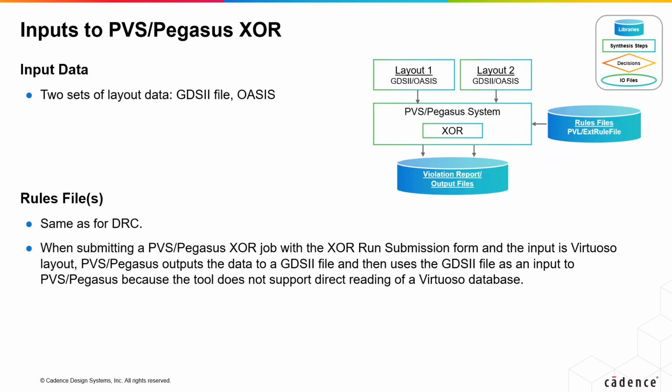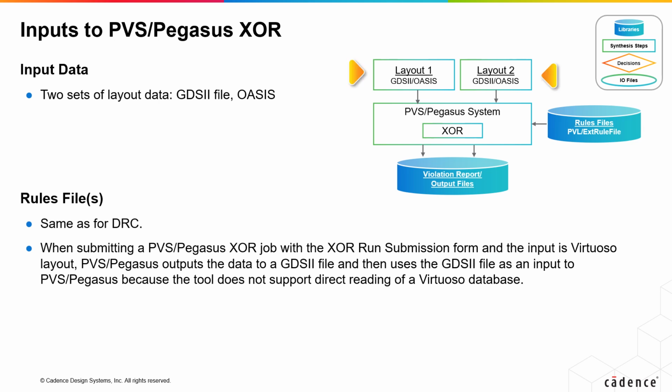PVS or Pegasus XOR utility, or LVL, layout versus layout, enables you to compare two layouts. To use XOR, you need a rule file, also called a rule deck, specifically designed to compare two layouts and the layout databases in DF2, GDS2, or OASIS format. The rules files required for PVS or Pegasus XOR are the same as those used for DRC.